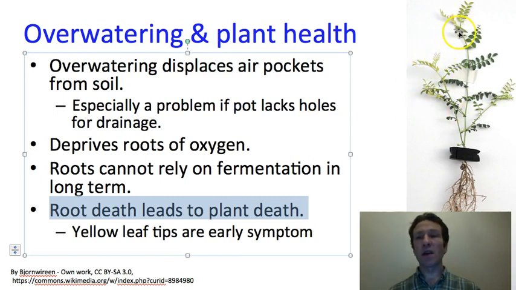So what we can see here is a plant that has yellowing leaf tips. Yellowing leaf tips, especially at the end of branches, is often a sign of a nutrient deficiency, and this can be caused by the roots themselves being in bad shape.